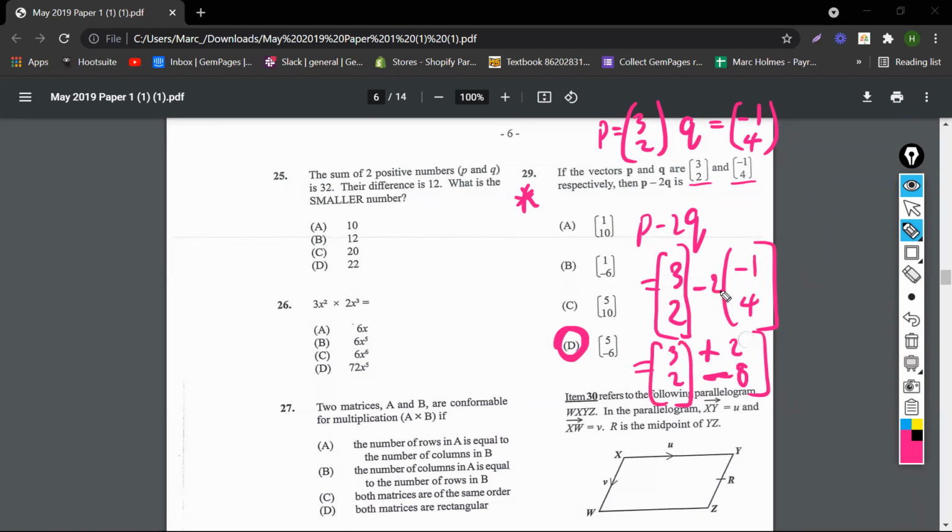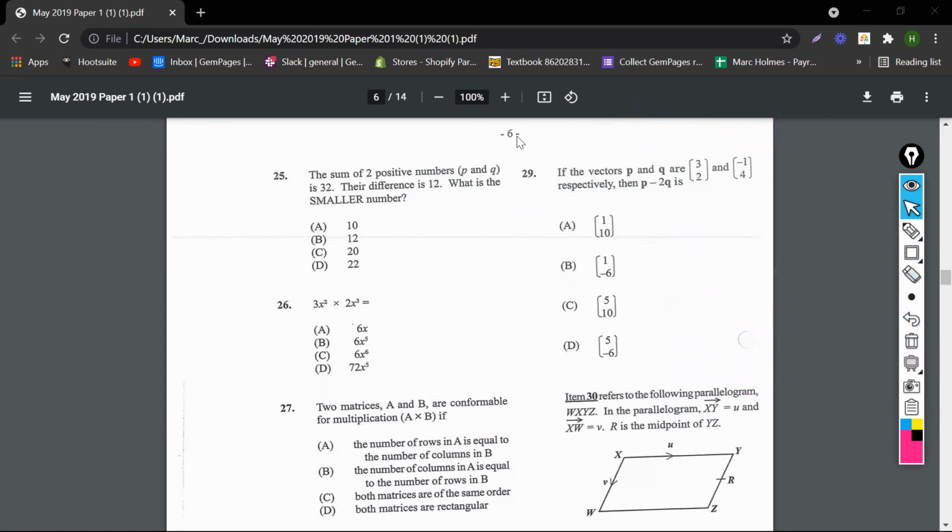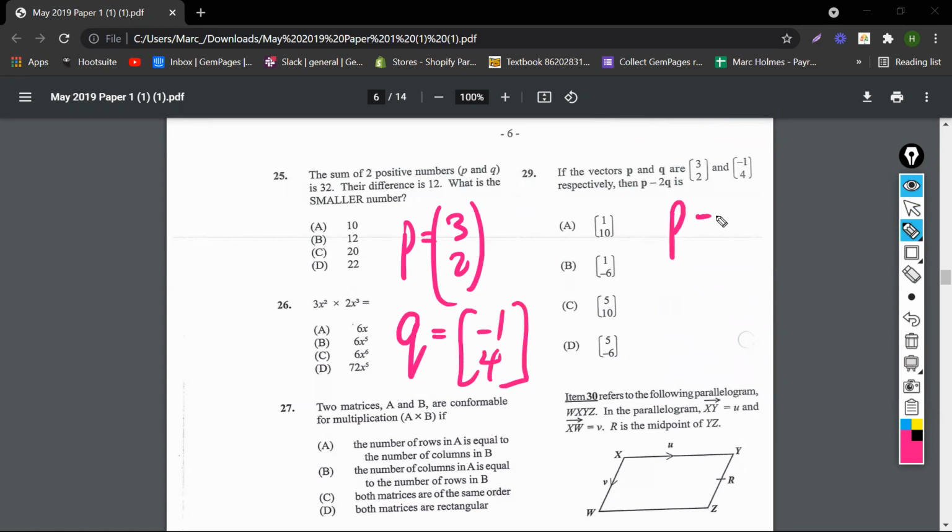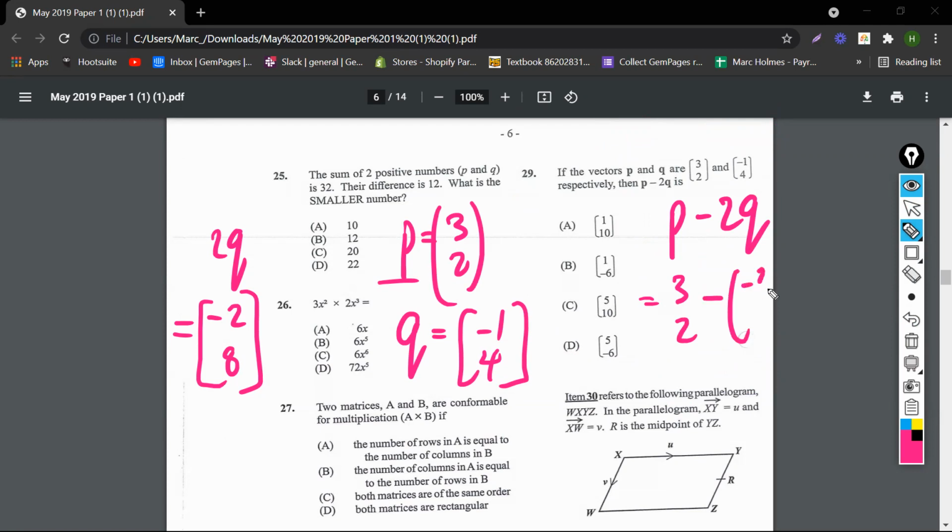So (3, 2), and then you add 2 and negative 8. Don't get it? Number 29, it's easy, Jay. It's very, very easy, actually. P is equal to (3, 2). That's what they gave us. Q is equal to (-1, 4). They ask us to find P minus 2Q. So 2Q, guys, is clearly going to be (-2, 8). That's what 2Q is, but we'll have to subtract that from P. So we're going to end up with (3, 2) minus (-2, 8).